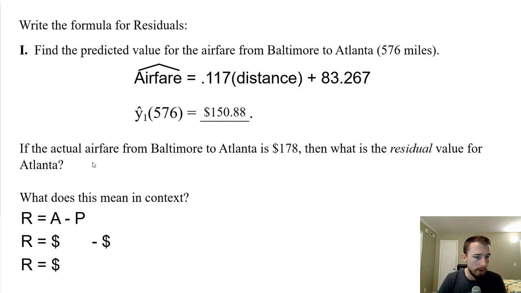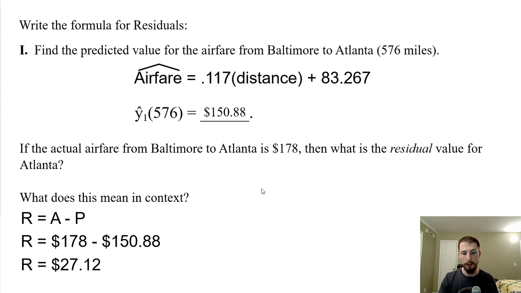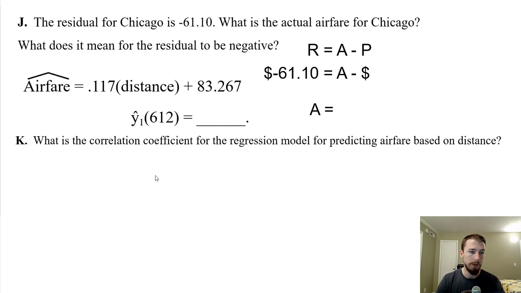All right, so if the actual airfare to Baltimore to Atlanta was that much, so it was more than predicted, so that would be a positive residual, then what is the residual value for Atlanta? So we're going to do actual minus predicted to get the residual. The actual they said was 178 minus the predicted, which we said was that. And if we subtract those two, we get a positive residual of 27.12, meaning in context that the actual airfare cost 27.12 cents more than what we expected, because it was a positive residual.